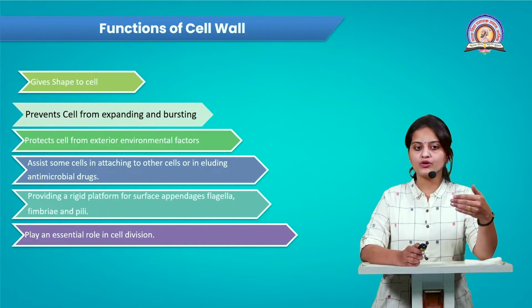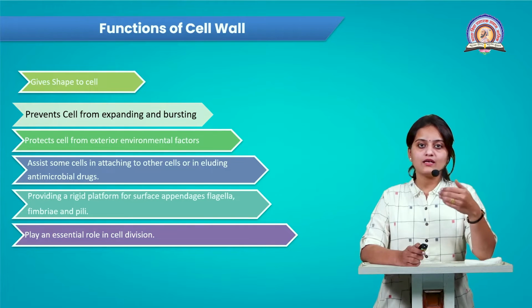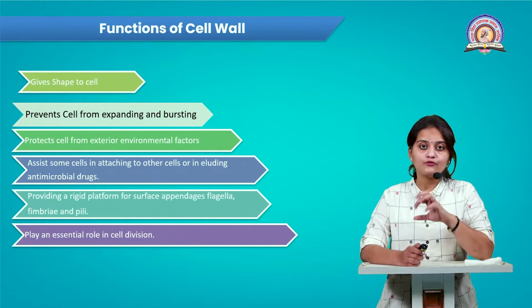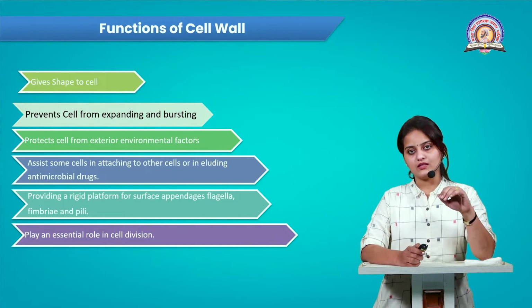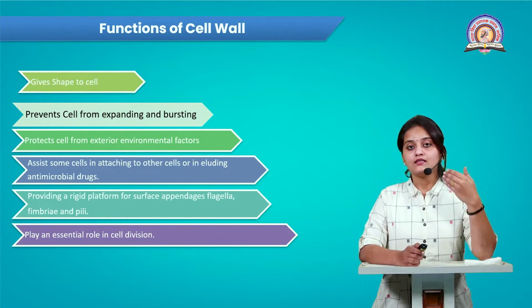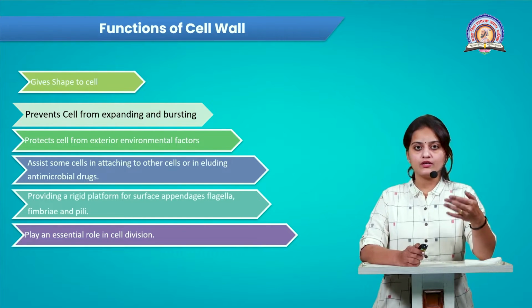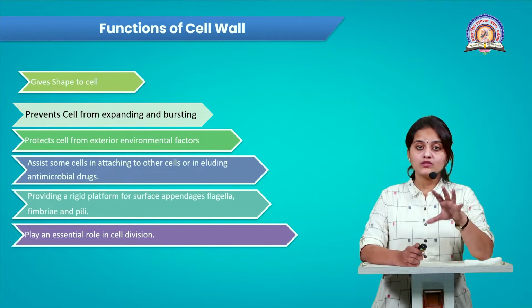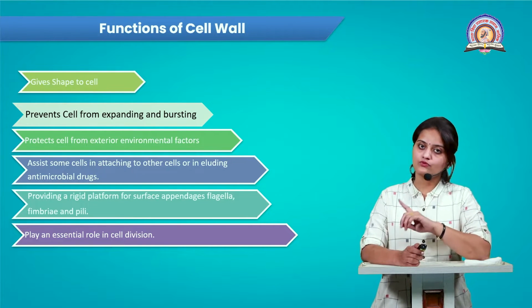The next important function of the cell wall is that it protects the cell from expanding or bursting. There are various reasons because of which the cell faces lots of difficulty to survive, and bursting or expansion of the cell is one of them.